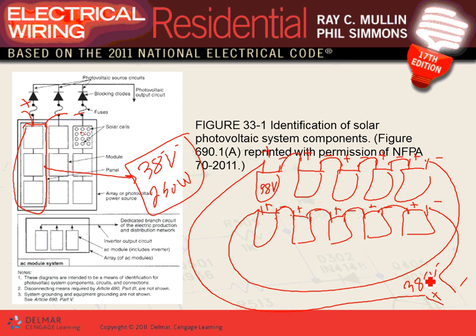Then what's each one of these? 250 watt. Now do me a favor, at the end, the whole plant here, what is it rated for? 380 volt, and 250 times 10 is what? 2.5 kW. Now I got myself a 2.5 kW system.